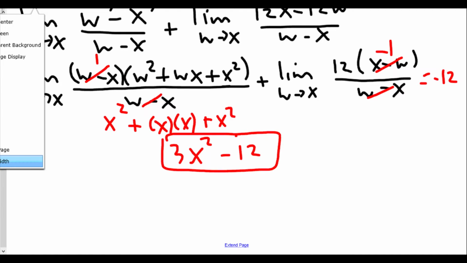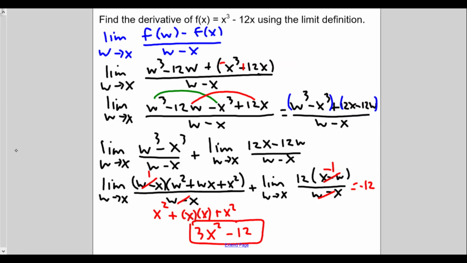So either way we do this, with the h approaches 0 method, you're going to need to be able to expand the binomial and use techniques to work with your limits. With the w approaches x method, you're going to have to factor, and you'll see stuff always will factor out. You just got to be able to factor out certain things here. We'll definitely use other techniques when it comes to other types of functions as well.